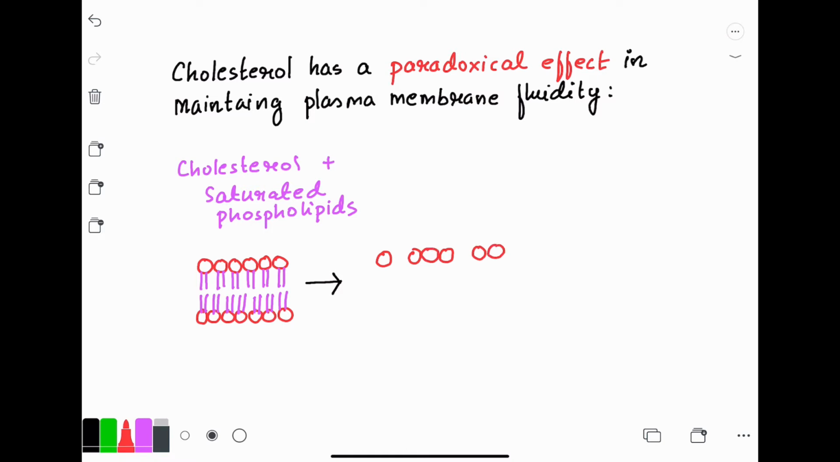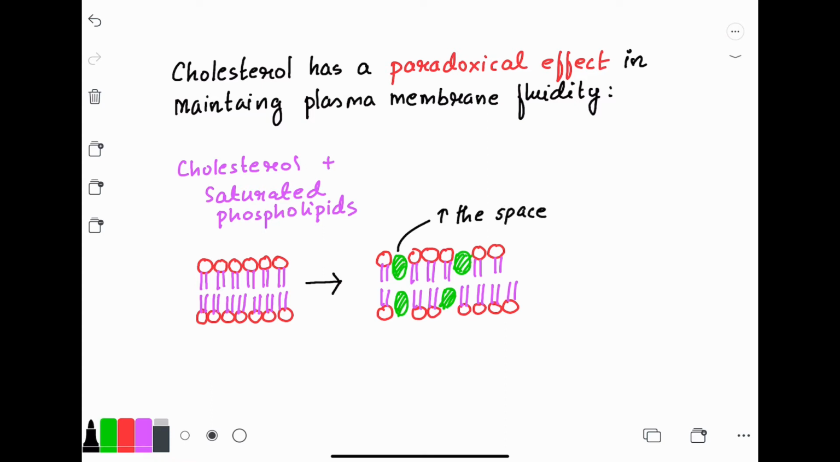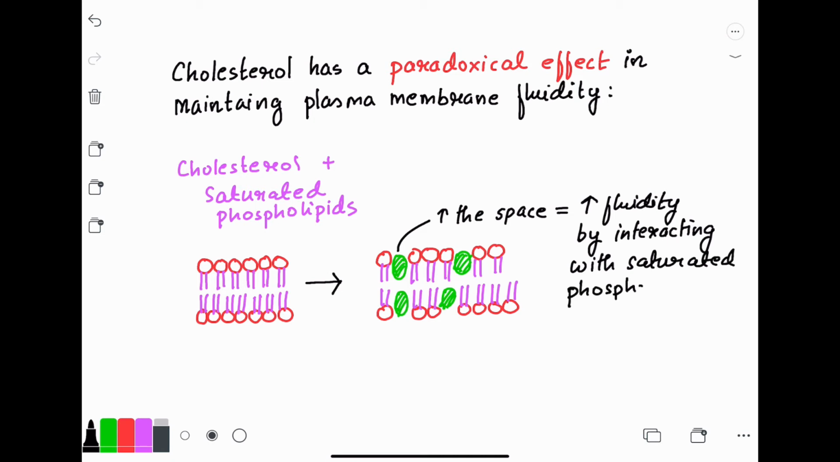Now I'm drawing another diagram. So in this case, this is the outer and inner leaflets of the plasma membrane, the violet color represents the hydrophobic part and red color the hydrophilic. So now you can see that the green part represents the cholesterol molecules. When they appear between the molecules, there is an increase in spacing between these phospholipids, right? The space between the phospholipids increases and therefore this increases the fluidity. So therefore we can say that when cholesterol interacts with saturated phospholipids, it increases the fluidity of the plasma membrane.